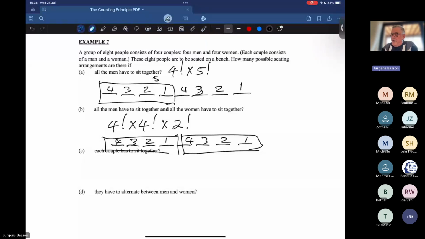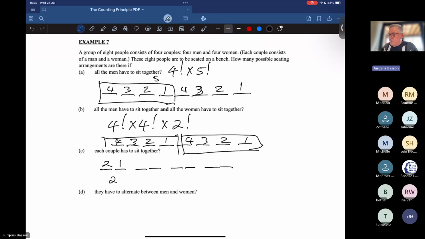Now, if we look at the next question, and I just draw a line over it here so that we can read it. I say each couple has to sit together, and there are 4 couples. So I hope you agree with me that we have 4 groups here that we want to arrange. So we've got the first couple, 2 people, the second couple, the third couple, and the fourth couple. So as you can see, I left openings in between to illustrate the 4 groups. If you want to box them, it's also fine.